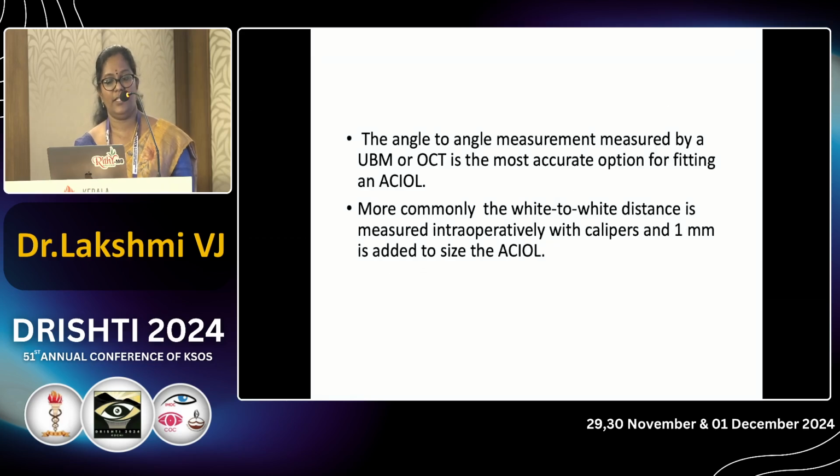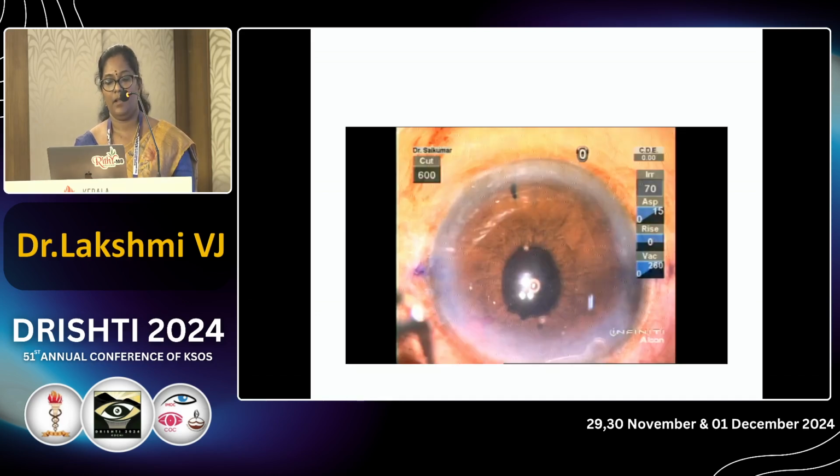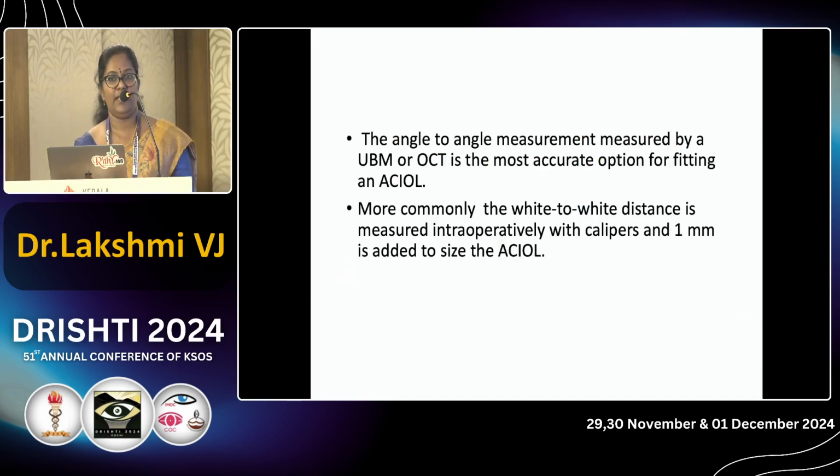Angle to angle measurement by UBM or OCT can be done if you are planning a secondary IOL, but on the table, you can do a white to white distance measurement intraoperatively with calipers, and 1 millimeter is added to the size of the IOL before putting in an AC IOL. So when you put in an AC IOL, the size matters. That's why white to white measurement is needed, and if it is not available, only one size of ACIOL is available.